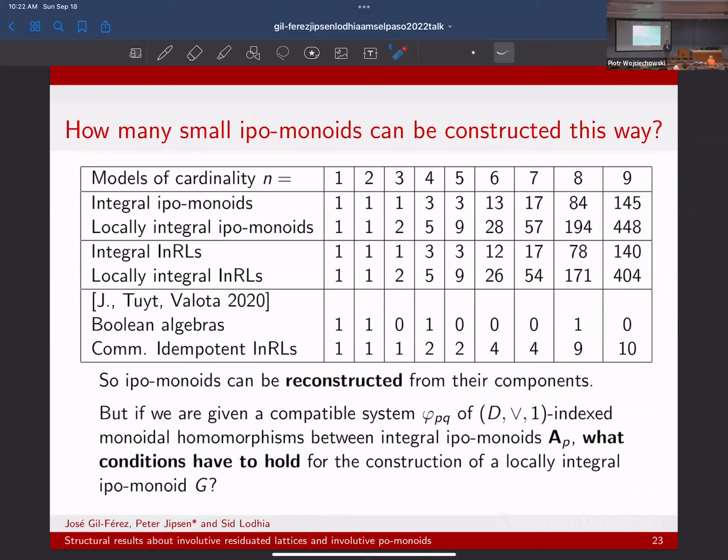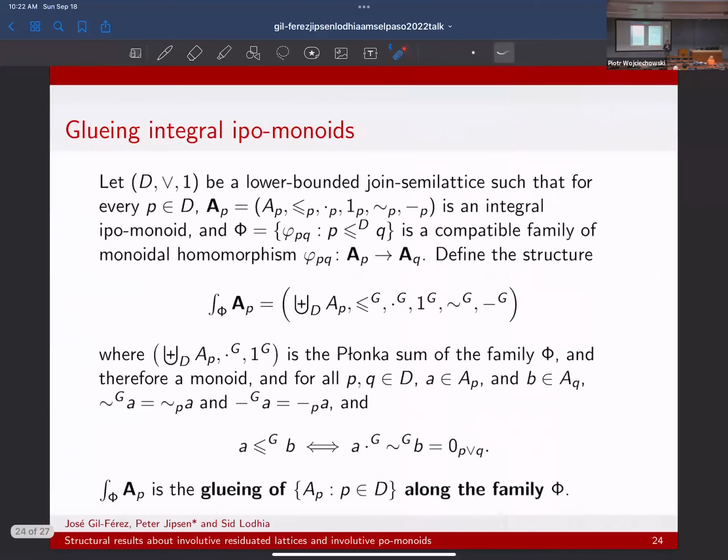So what we still want to address in a nice way is, if you're just given a compatible system of morphisms over a join semilattice indexed set, what are the conditions that have to hold so that the construction that we just went over will produce a locally integral IPO monoid? Because so far, I haven't told you anything about that. I've told you if we start with a big algebra and pick out all the components, then we can reconstruct the big algebra from the components and from the connecting morphisms. That was what we did so far, but there's a more general aspect to this.